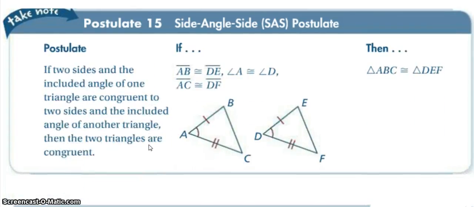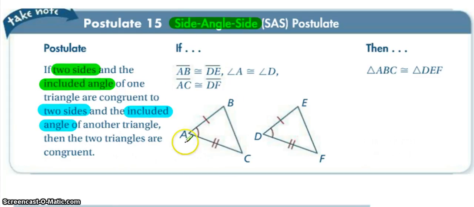So when we look at postulate 15 down here, we have the side angle side. This is actually one of my favorites. If 2 sides and an included angle are congruent to 2 sides and an included angle of another triangle, that then means that these 2 triangles must be congruent.